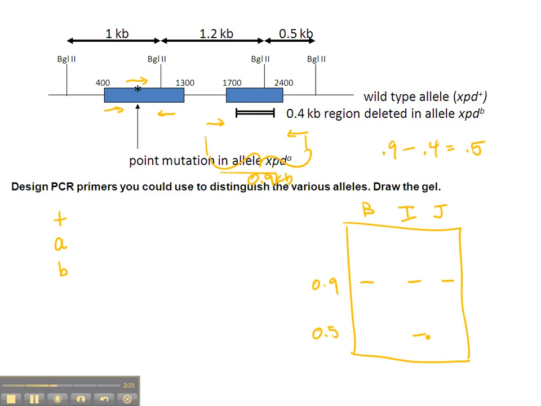A couple points to keep in mind about designing your primers. You would not want to design primers within the deletion area because that's just going to not amplify the deletion, so Irene would just end up with the 0.9 kb band.